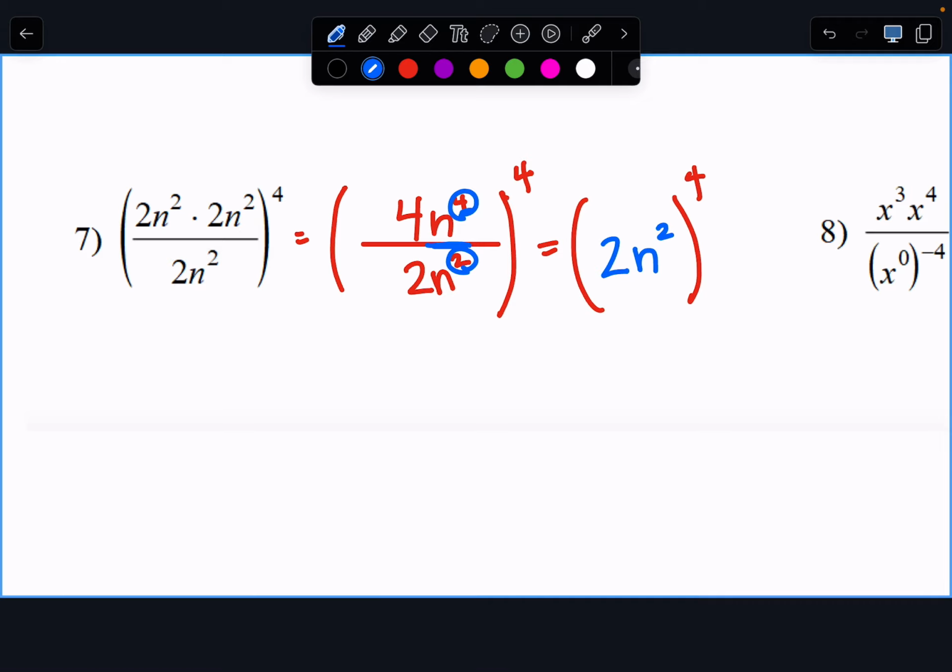Now, we can do this guy. We have 2 to the 4th. And what does the power of n become? What do we do with 2 and 4? Yep. Can anybody tell me what 2 to the 4th is? 2 times 2 times 2 times 2.